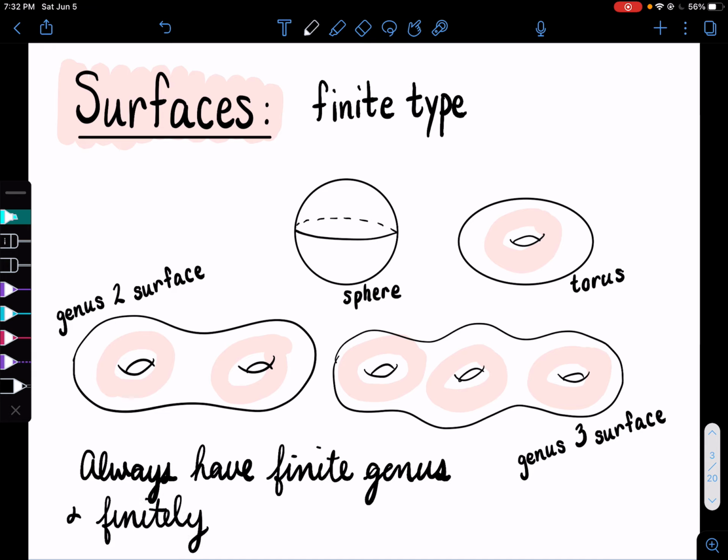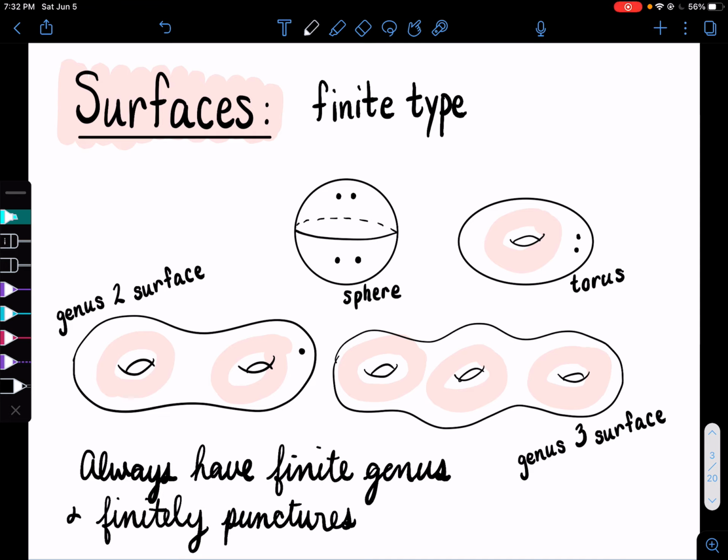All of the surfaces I've drawn here are closed. They don't have any punctures. But we could consider taking out a few points. For example, I could remove 4 points. Think of just taking a pinprick out of my sphere. This gives me a 4-hole sphere. Or I could remove a couple points from the torus, or a point from my genus 2 surface, for example.